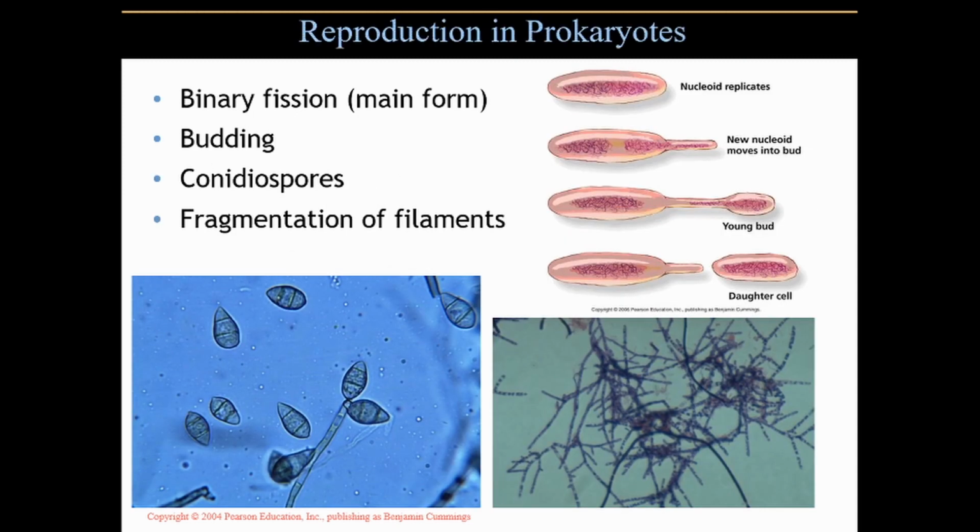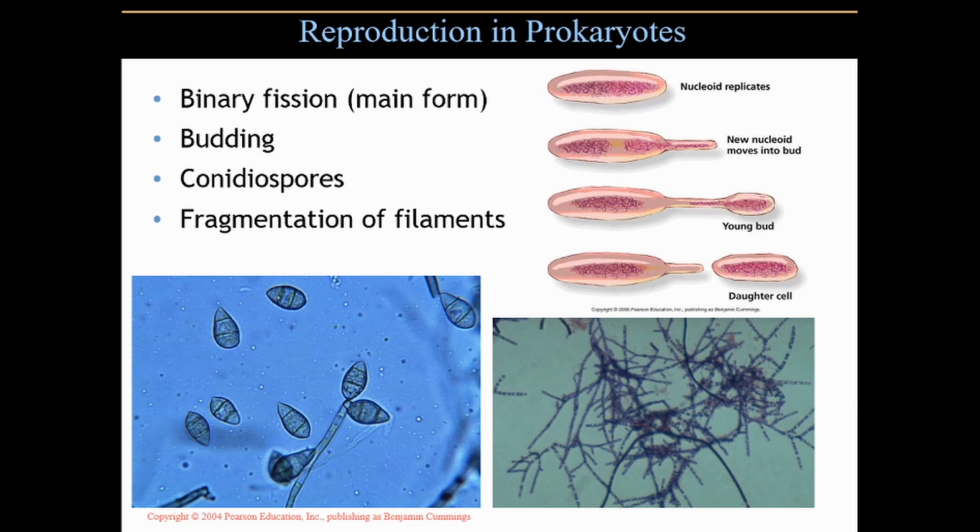How do they reproduce? By far, the main form of reproduction in prokaryotes is binary fission, where they just split in half. This slide here, I wanted to show you the other three that are not nearly as common: budding, kinetiospores, and fragmentation of filaments.